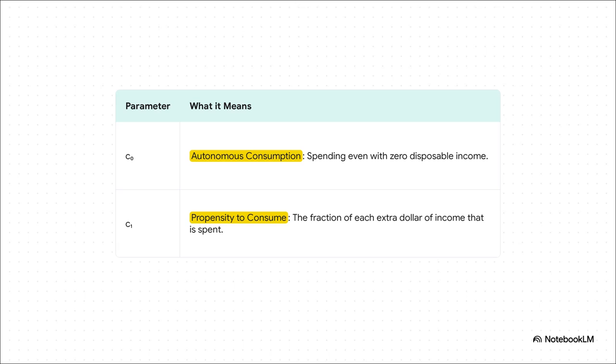The first one is C0. You can think of this as your baseline spending, what you'd have to spend to survive even if you lost your job tomorrow, by dipping into savings. It really reflects your basic needs and, just as important, your overall confidence in the future. The second part, C1, well, that's the real star of the show. It's called the propensity to consume. And all that means is it's the fraction of each extra dollar you earn that you decide to go out and spend. So, are you a spender or a saver? That little number, C1, holds the answer.